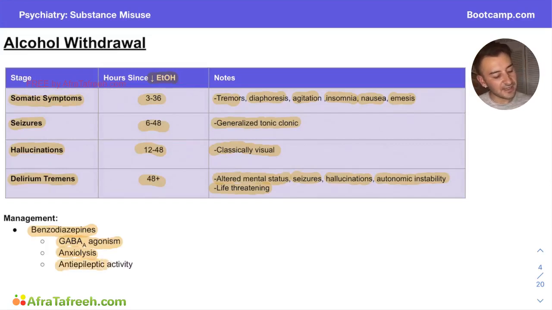They also have anti-epileptic activity, and we know that seizures are a big part of alcohol withdrawal, so we can prophylax against seizures in alcohol withdrawal together with benzos, which makes them a great agent for our patients who are withdrawing from alcohol.